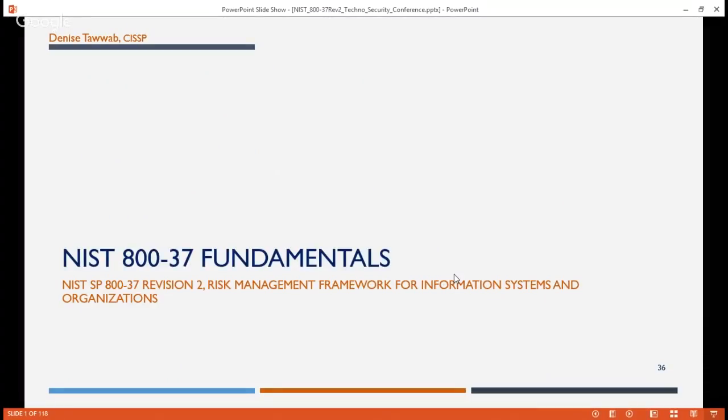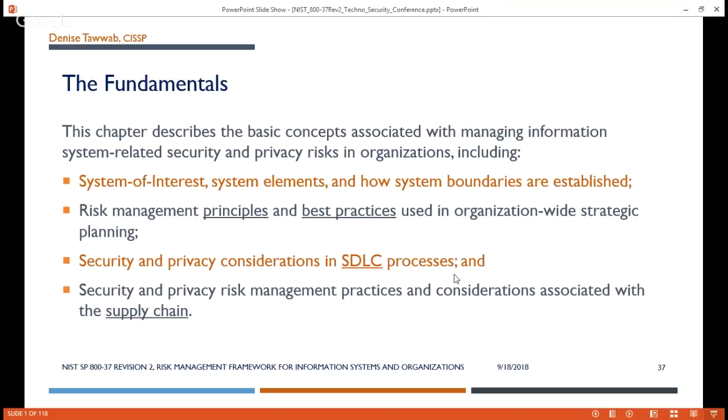Okay, next up, we're going to cover the fundamentals of 837. And again, I know I'm moving quickly, but I will have time for questions at the end. The fundamentals, this chapter describes the basic concepts associated with managing information system related security and privacy risk, including system of interest, system elements, and how system boundaries are established.